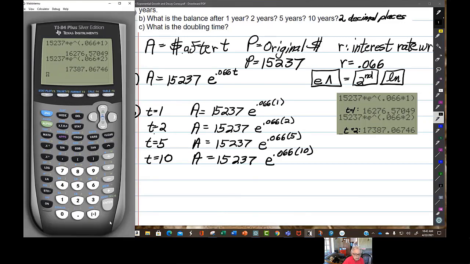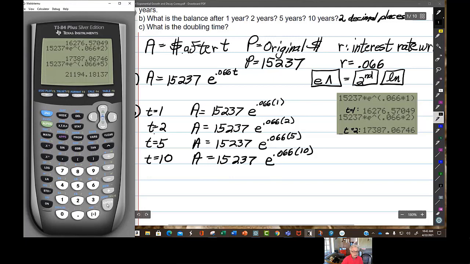Now we're going to go second, enter, and I'm going to go back. And I'm going to change the 2 to a 5. By the time we finish scrolling down, you won't be able to see all of those first entries. That's the reason I'm doing it this way. So now we have 15,237 times e caret left parenthesis 0.066 times 5 right parenthesis. There it is right there. And that's for year 5. So that's how much money we have in the bank.